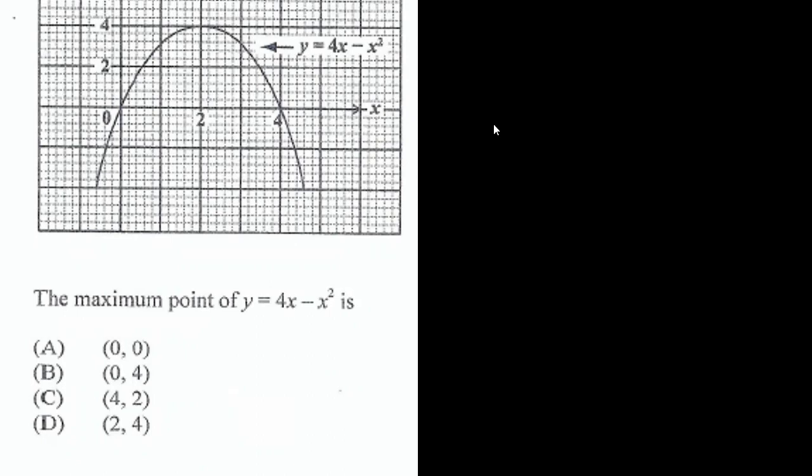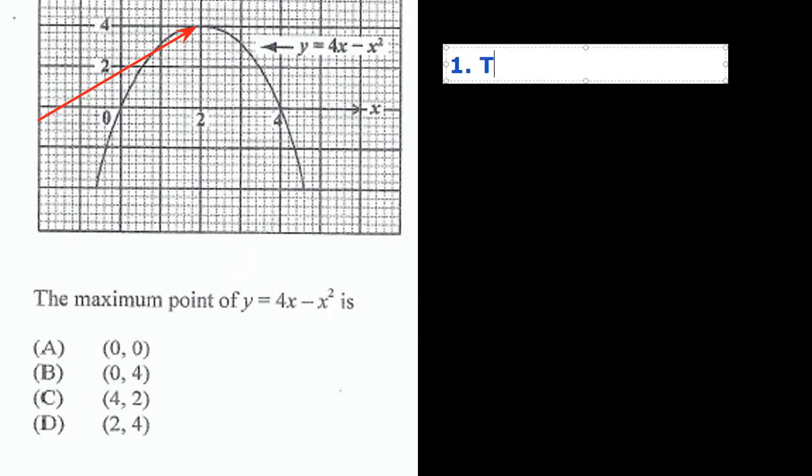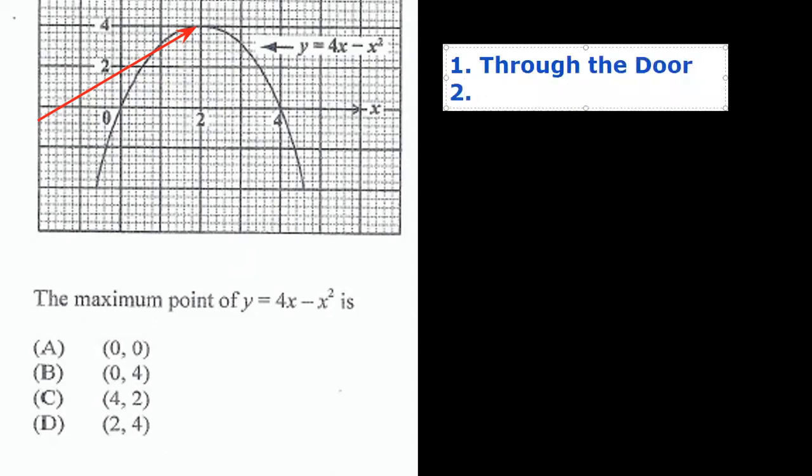So where's the maximum point in this graph? The maximum point is here. And how do we find the coordinates of the maximum point? Or how do we find the coordinates of any point? What do we do? We go through the door, and then up or down. Understand that?